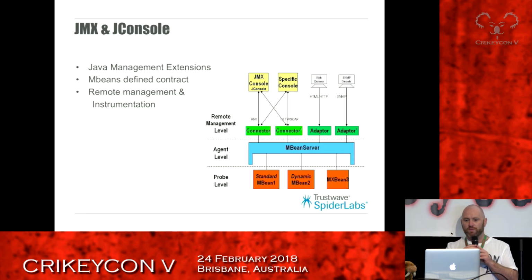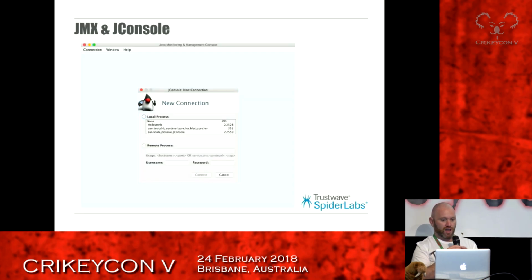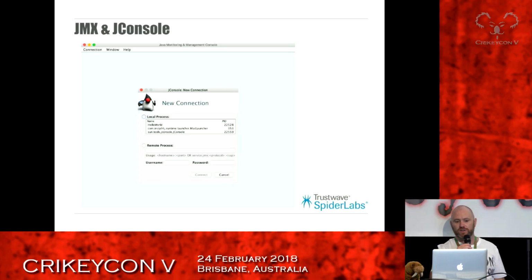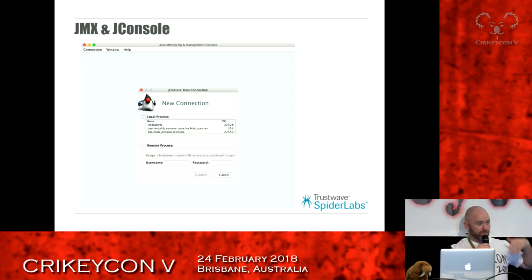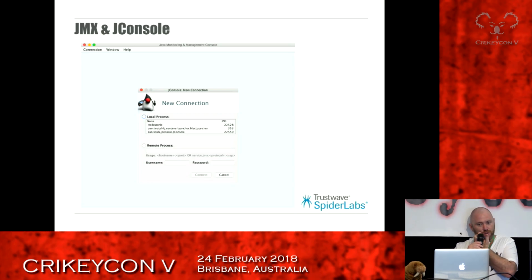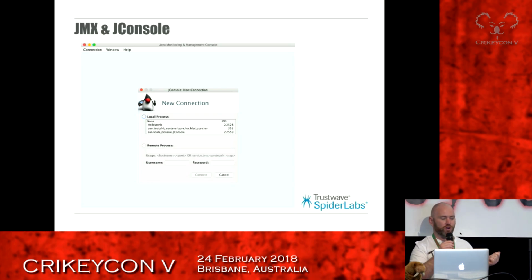You might not be able to see it too well on the slides, but by default, it's only bound to local PIDs, right? This is JConsole, which is a JMX console tool. By default, you can select all of the local processes executing in the context of your user. If you're root, you'll see every process running by anybody. But if you look down the bottom there, it's also got remote processes.